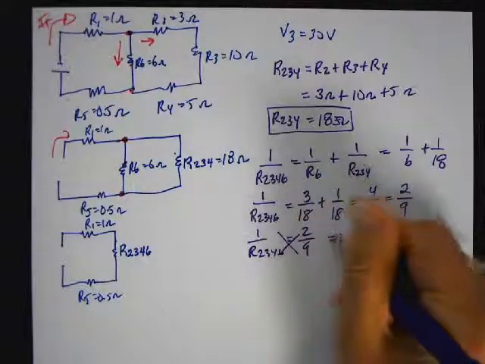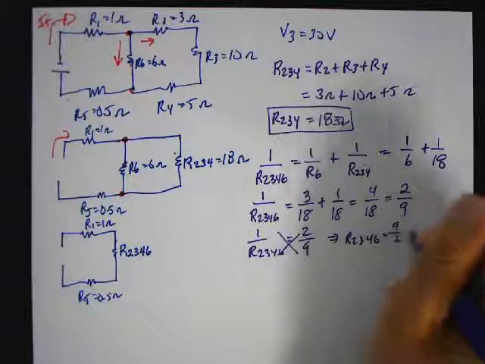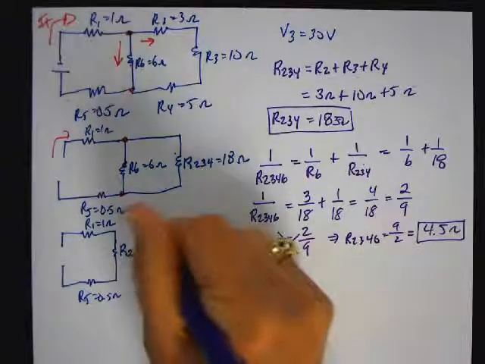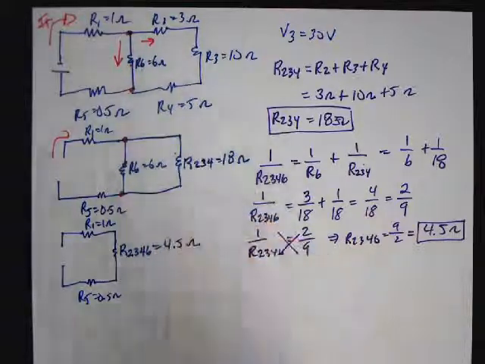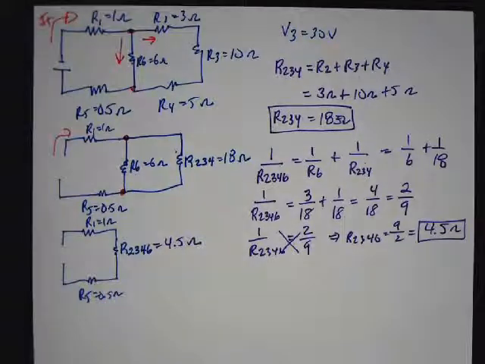I cross multiply, so R2346 is equal to 9/2, which comes out to be 4.5 ohms. So this is equal to 4.5 ohms. Again, a lot of times when you do this on your calculator, you make a mistake. These numbers are simple enough, I can just look at it and do it in my head.